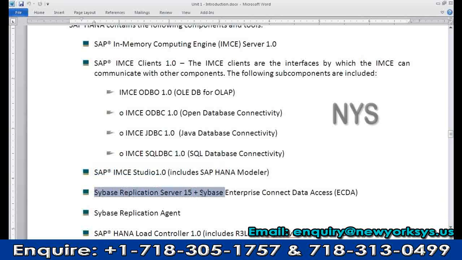Next we have the Sybase Replication Server and the Sybase ECDA. Like I mentioned before, initially this product was built by Sybase Corporation, so we still find a lot of Sybase components. These two are among them. Basically these two components are used when log based replication, the Sybase based replication technology, is used, which is slowly being phased out. So we won't see much of this, but these are the components that are available. Next is the Sybase Replication Agent, which is again used for your log based replication.